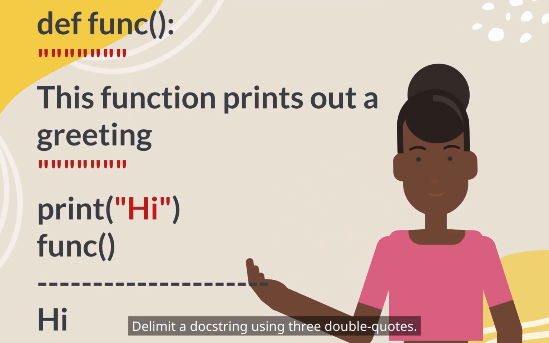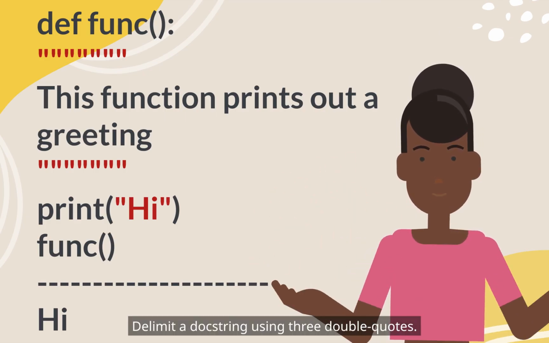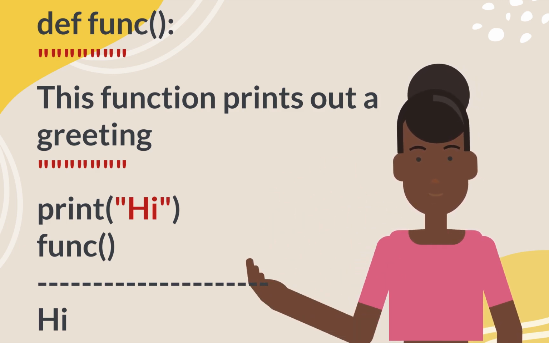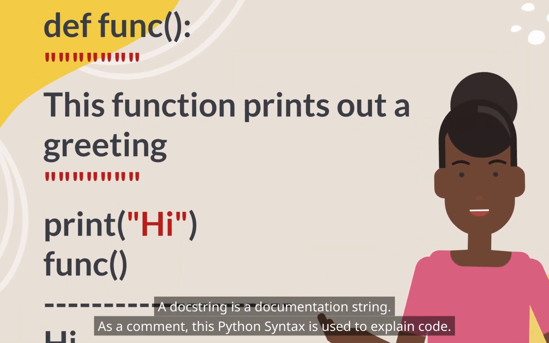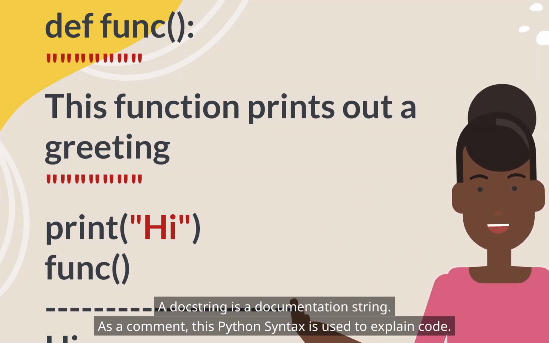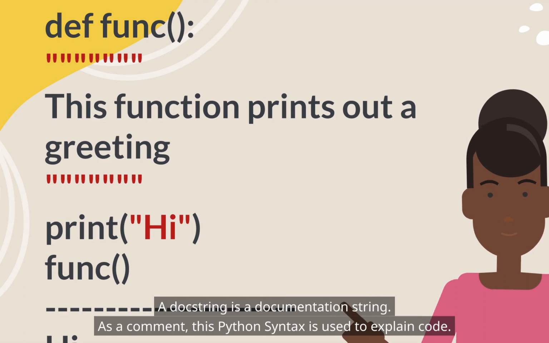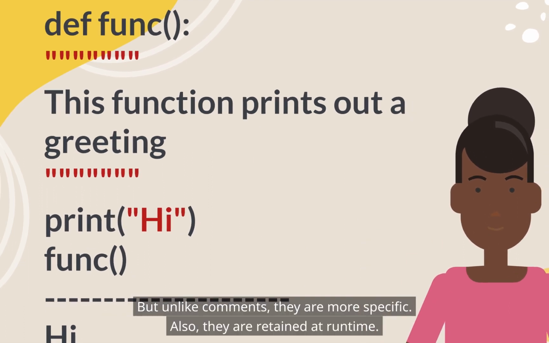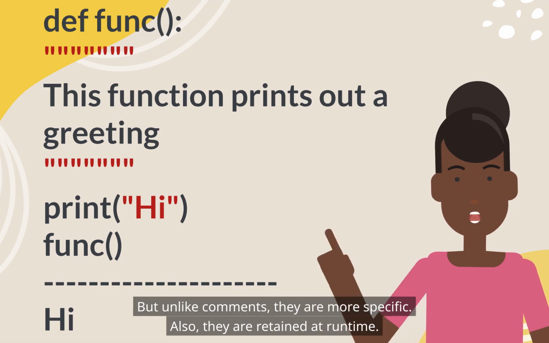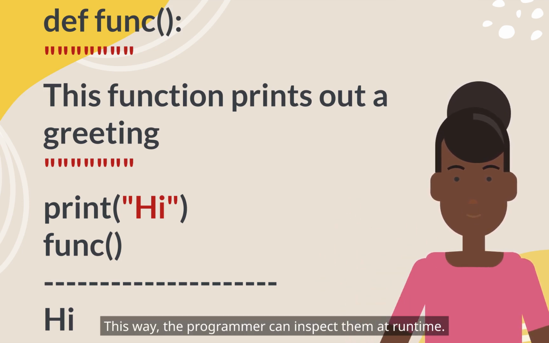Delimit a docstring using 3 double quotes. You may put it as a function's first line to describe it. A docstring is a documentation string. Like a comment, this Python syntax is used to explain code. But unlike comments, they are more specific. Also, they are retained at runtime. This way, the programmer can inspect them at runtime.